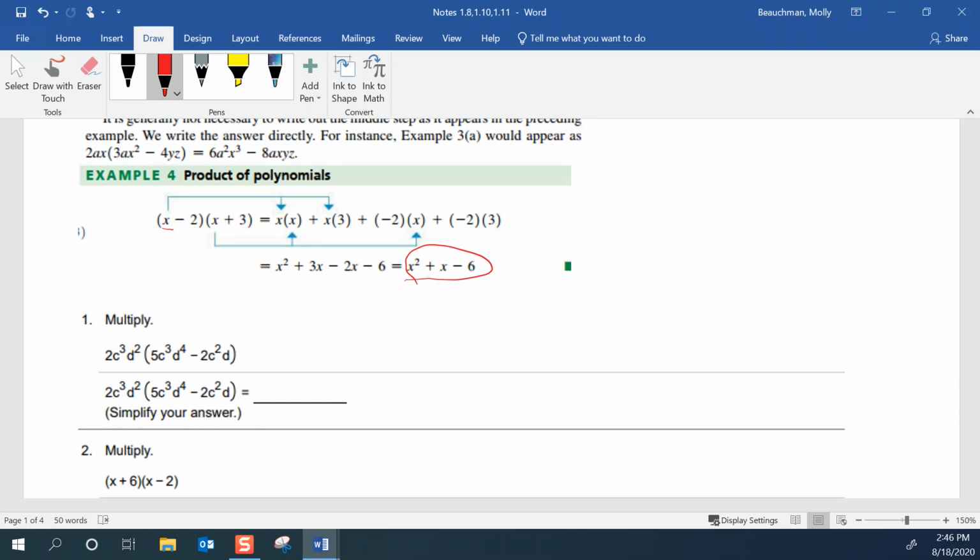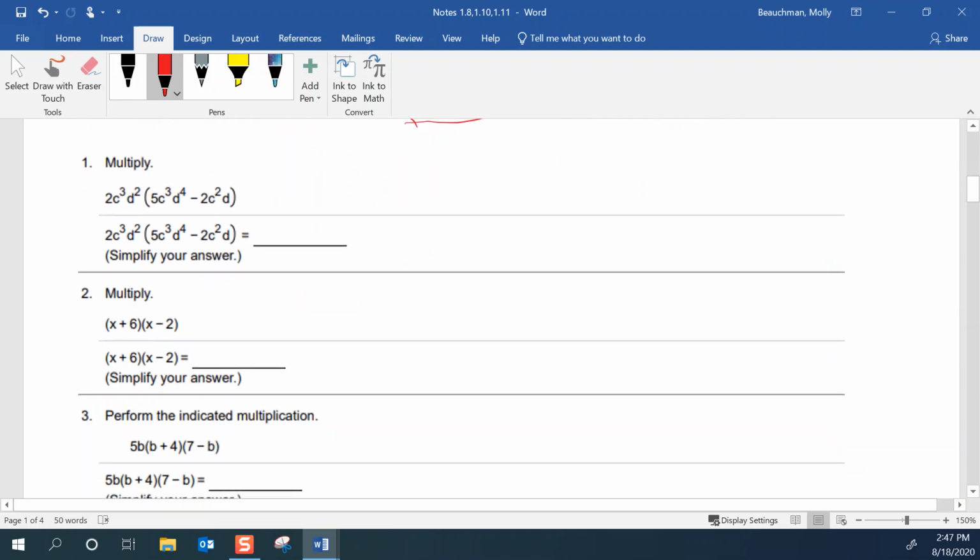So another way you can think about this is you can take x times (x plus 3), if you need a kind of a middle step in there, plus negative 2 times (x plus 3). Okay. So that's a couple of examples. Now you try these and then click on the video if you need to see the solutions.